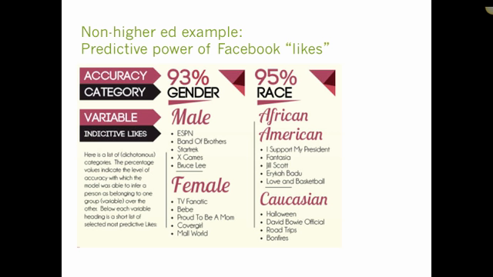So from Facebook likes, you can predict with 93% accuracy what someone's gender is, and with 95% accuracy what someone's race is. So for instance, males are very, very likely to have liked ESPN on Facebook, as well as Band of Brothers, which is a band, Star Trek, X Games, Bruce Lee. These are the most common likes on Facebook that predict gender. And then also among females, here are some of their common likes. So kind of interesting, right? And African Americans and Caucasians.